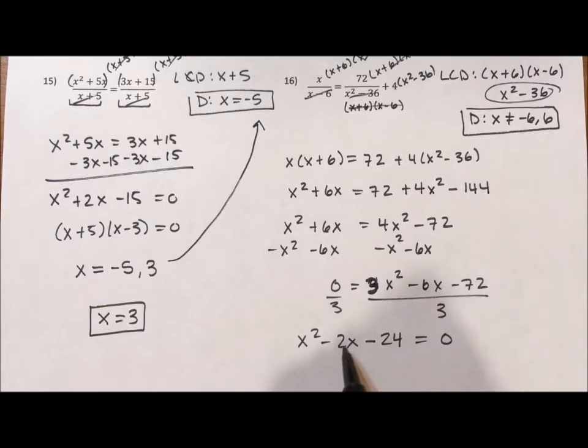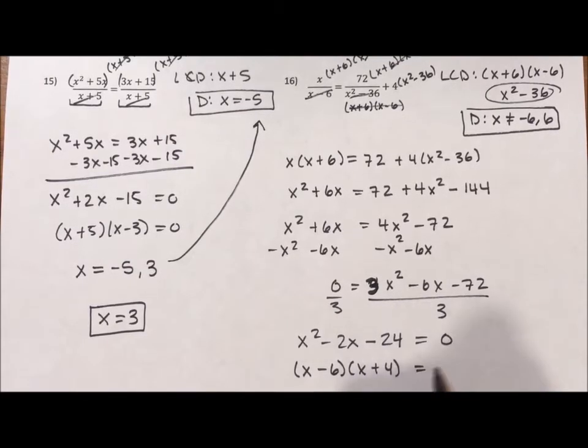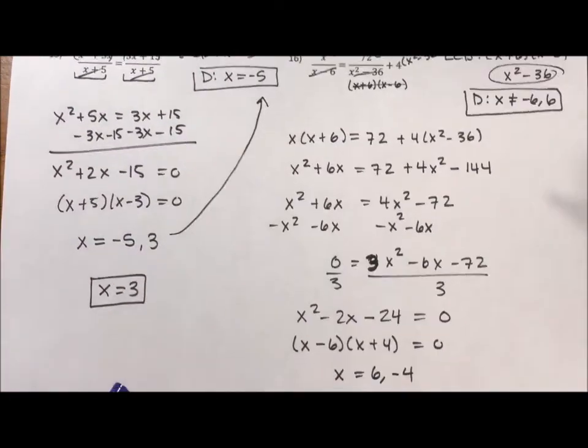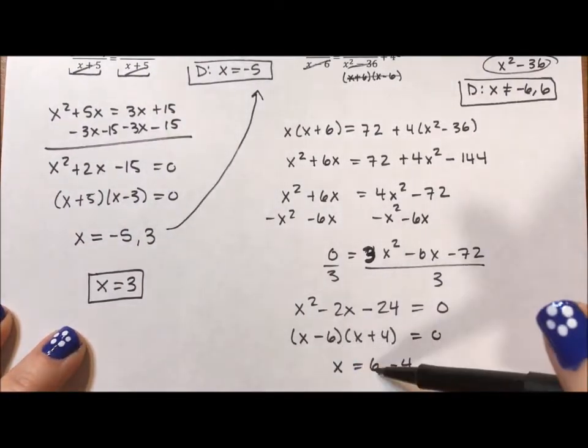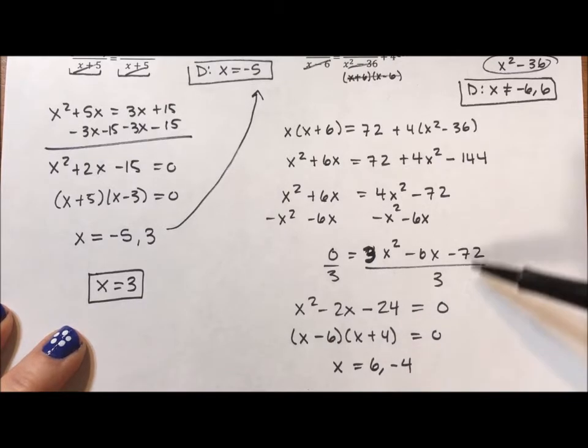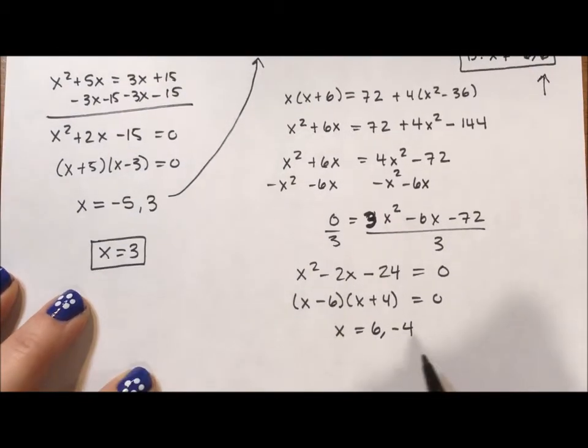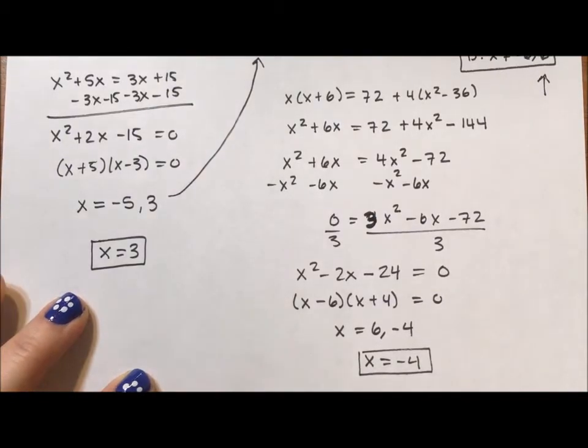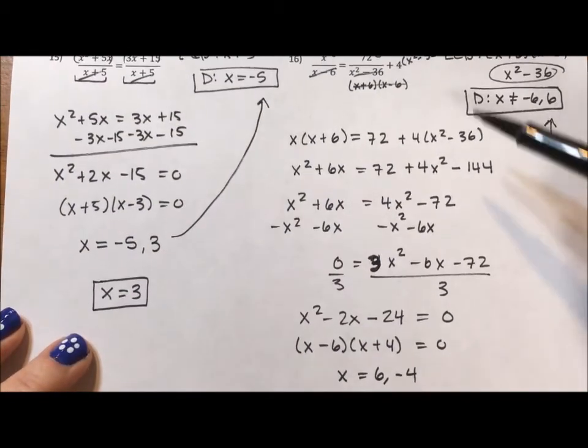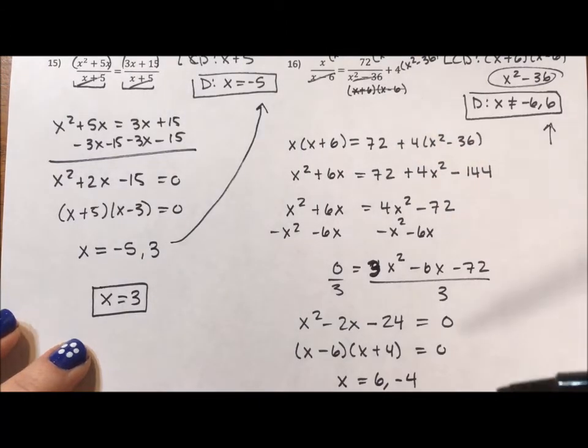Now, two numbers that multiply to -24 and add up to -2, that's going to be, let's see, x minus 6 and x plus 4. So x is equal to 6 or -4. 6 minus 6 is 0, -4 plus 4 is 0. I need to quickly come back up here and check my domain and note that 6 is a restricted value. So I'm left with x equaling -4 as my only viable solution, because 6 would have given me a 0 in the denominator of my fractions.